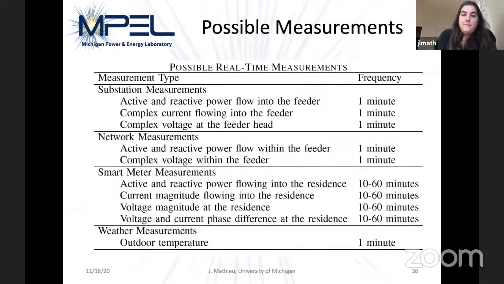So here are all the possible measurements we look at in this paper. The key thing is, instead of just measuring power at the substation, we're getting complex power, complex current, and complex voltage. So the real and reactive part of power. Real and reactive, active and reactive is the same thing. But having that complex value helps us immensely, and I'll show you later what the results show. We're also looking at smart meter measurements that could be at different resolutions.